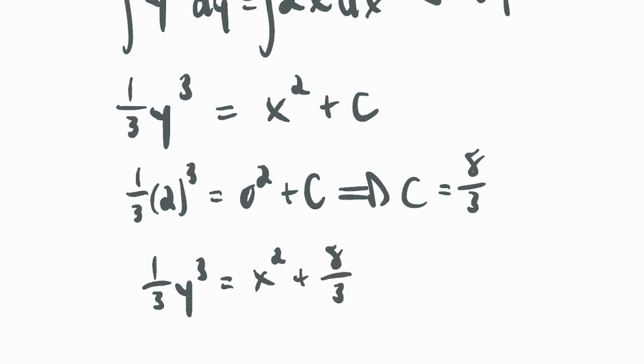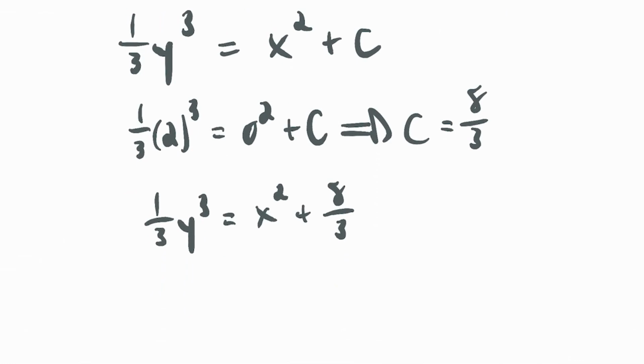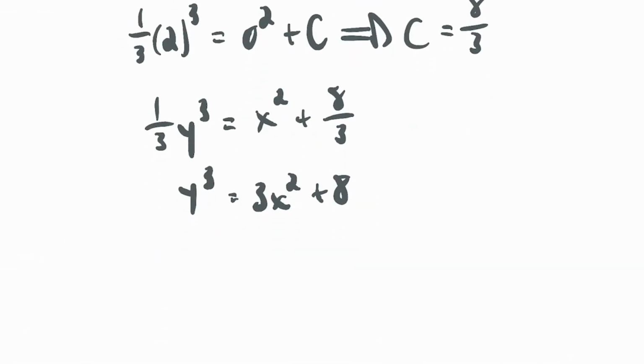And I don't know about you, but I don't like having fractions like that. I have two fractions with a 3. I'm going to multiply both sides by 3, just because I don't like having fractions like that. Also, because we need to move this 3 anyway, no matter how you do it, you're going to need to do that. So y cubed equals 3x squared plus 8. And then if the left side has a cube on it, an odd exponent, I can just apply the cube root function to both sides. So y equals the cube root of 3x squared plus 8.